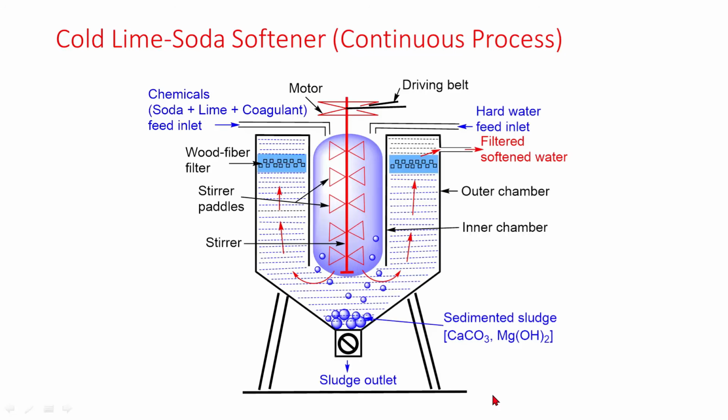Cold lime soda softener, continuous process. This is the diagram of a cold lime soda softener. Here chemicals, soda, lime and coagulant are added, and on this side feed water is added. Both of these are stirred, the sludge settles down and the softened water starts moving up, and through the wood filter one can get softened water.